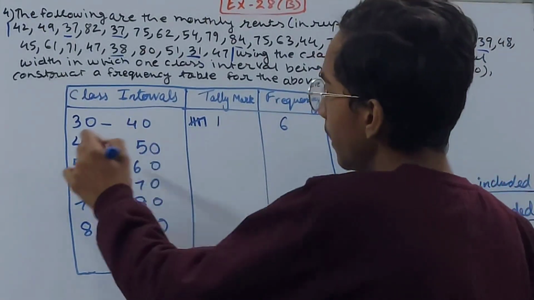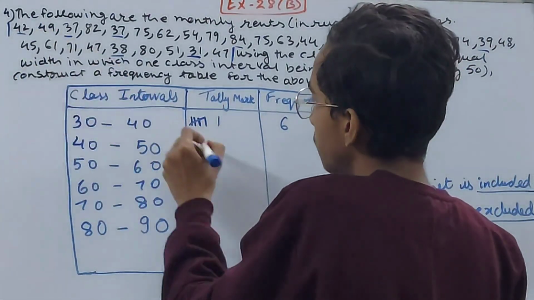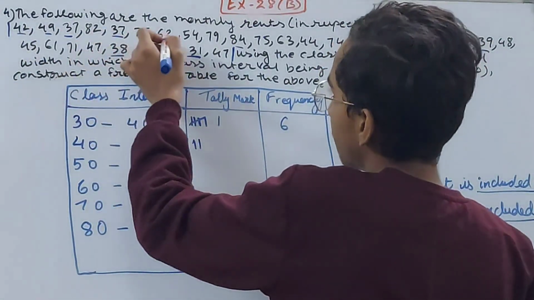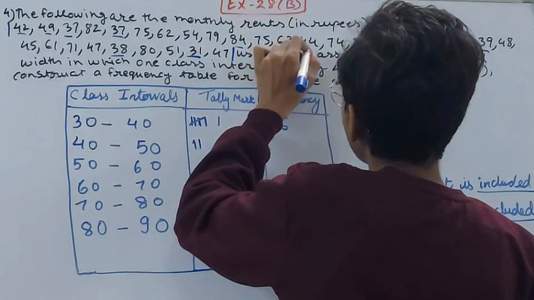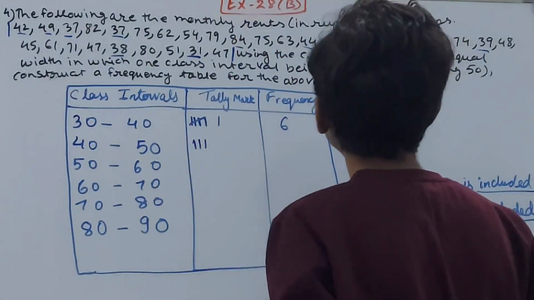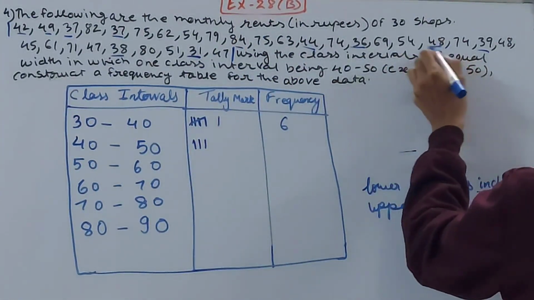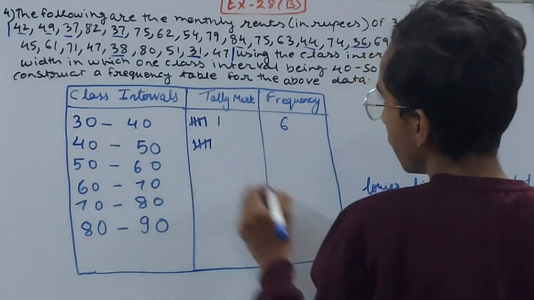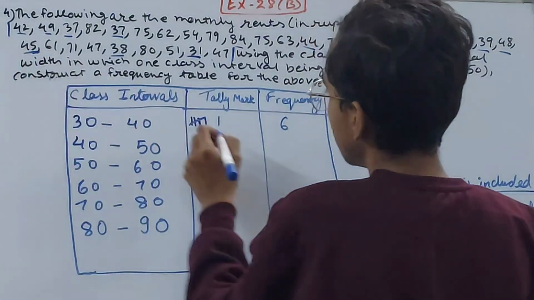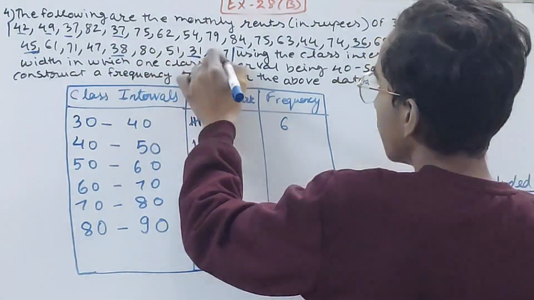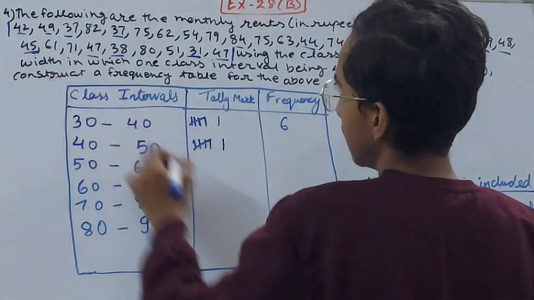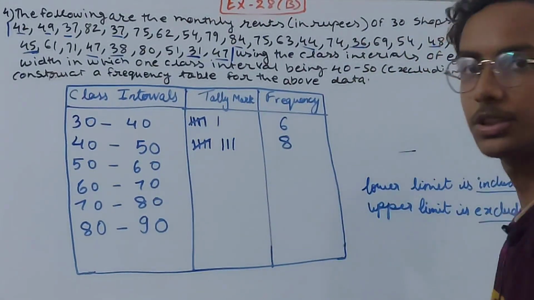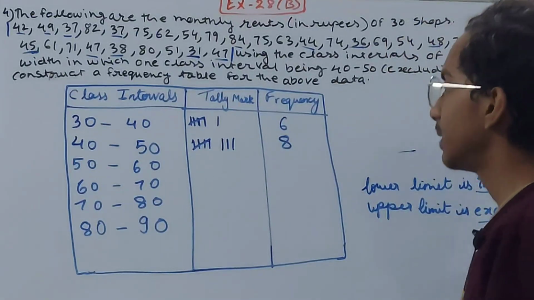So see here, 40 to 50 is here, 1 is here, 42, then you have 49, then you have 44, yes, and then you have got 48, so fourth one, then again 48 here, so again fifth, then 45 here, so 6, and then 47 here and 47 here, so 7, 8. The frequency of this class becomes 8. This class interval, the frequency becomes 8.